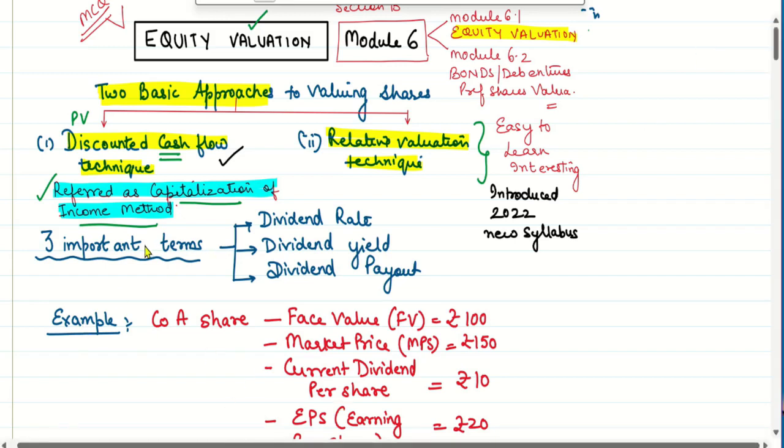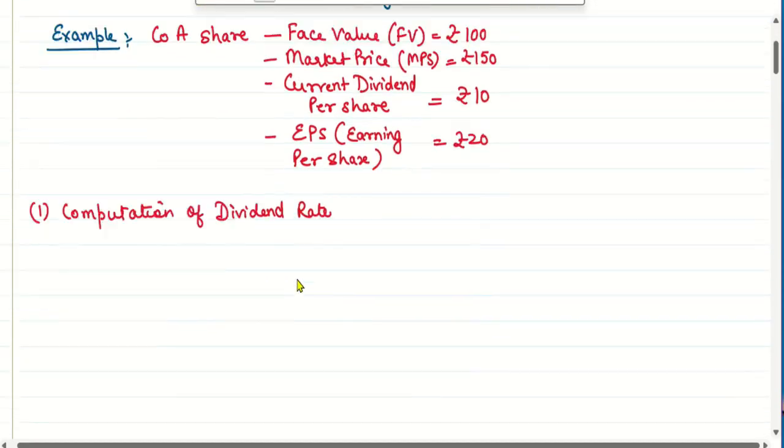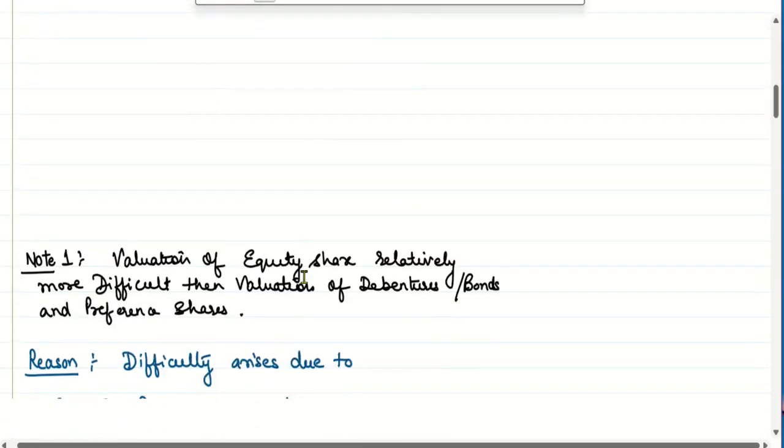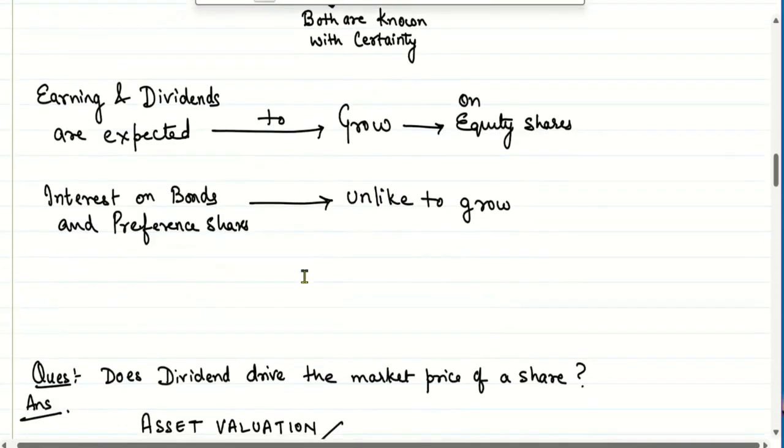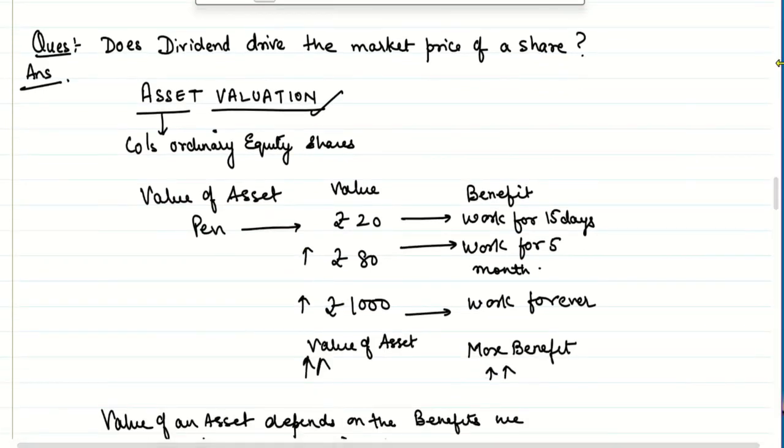I haven't explained these three important terms. I am just now going to explain these terms. So do not write. This is also something I haven't explained. This is what I have explained.